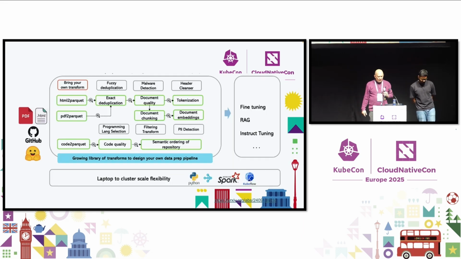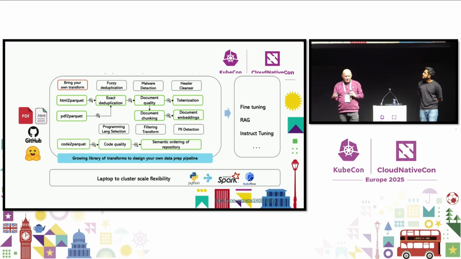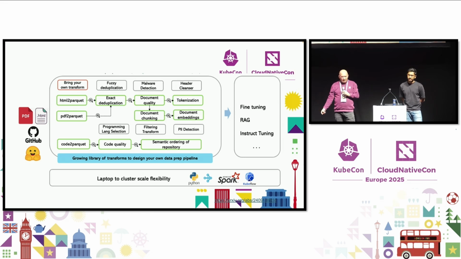This picture is from our paper that was published last year at the Data and AI, Big Data Conference. And we can see here a list of different transformers. It's not all of them that we have in DPK. We have much more. But the most important part here is that we have different runtimes. We can run it on Python, just on the laptop. We can run it on Spark. We can run it on Ray, and KFP automation for automated process.